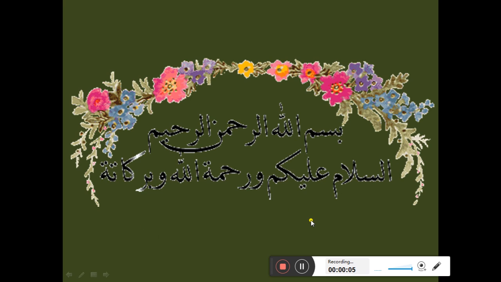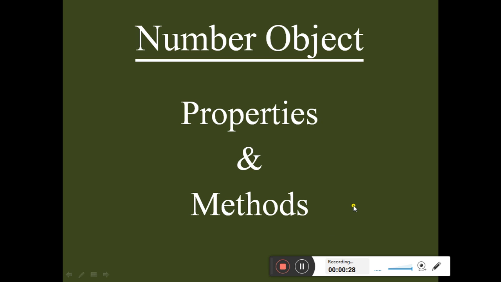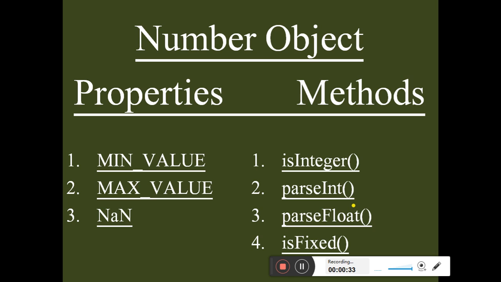Today we are going to start with our 31st lecture of Information Technology, chapter number 3, Advanced JavaScript. Today's topic is the number object. We have already seen a few objects like the string object, right? So now today we are going to start with the number object. In the number object we are going to see a few properties and methods.